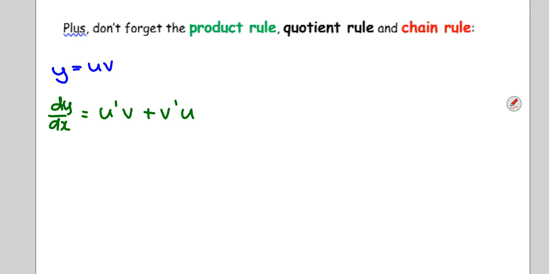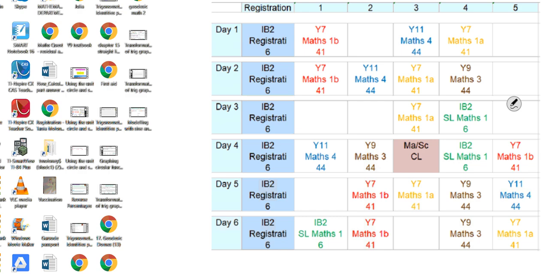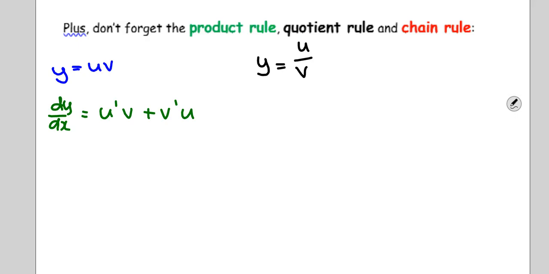Whereas if it was the product of two, the quotient rule. Quotient rule: if y equals u over v, what is our dy/dx for that? Isn't it u dash v subtract v dash u over v squared? Yep, good memory.